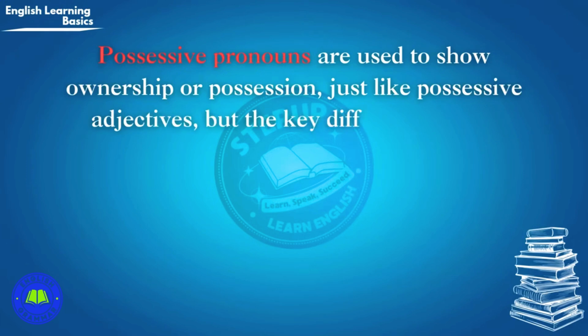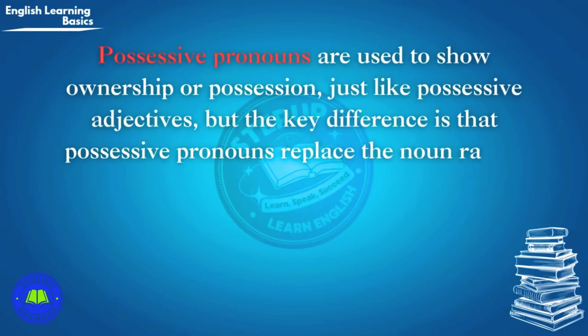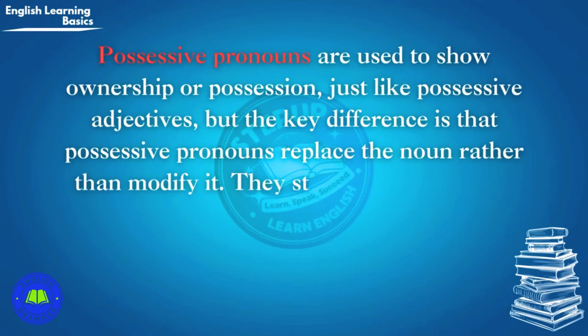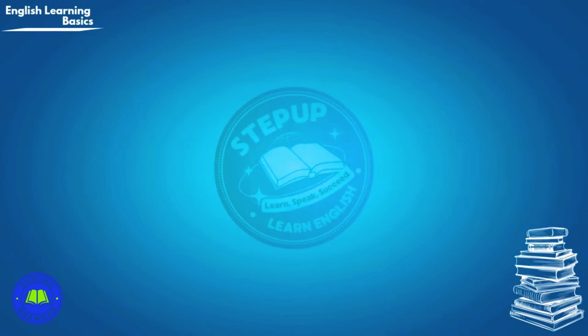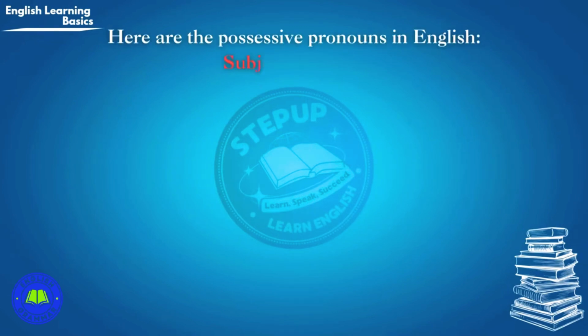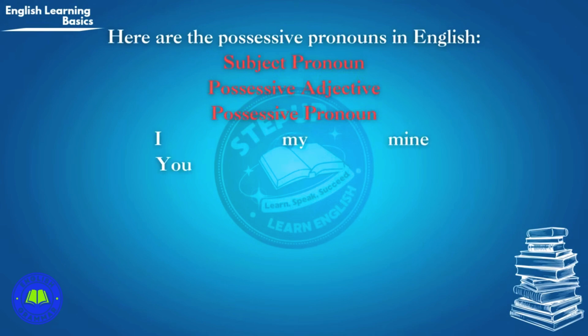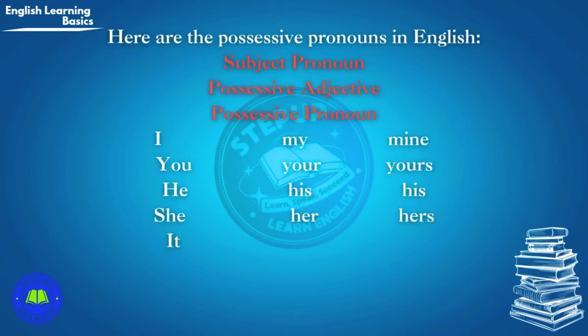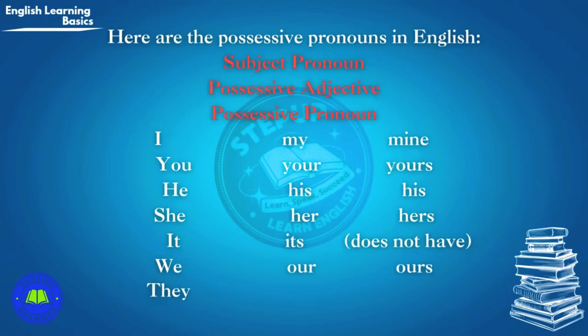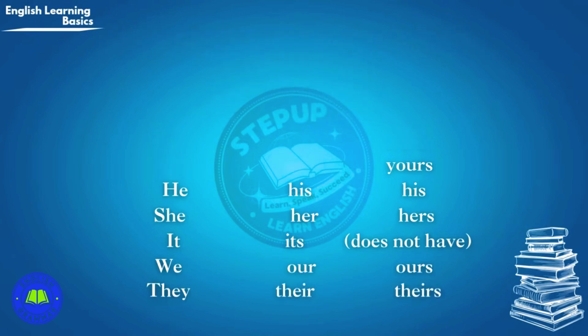But the key difference is that possessive pronouns replace the noun rather than modify it. They stand alone without a following noun. Here are the possessive pronouns in English. Subject pronoun, possessive adjective, possessive pronoun: I, my, mine; you, your, yours; he, his, his; she, her, hers; it, its, does not have one; we, our, ours; they, their, theirs.